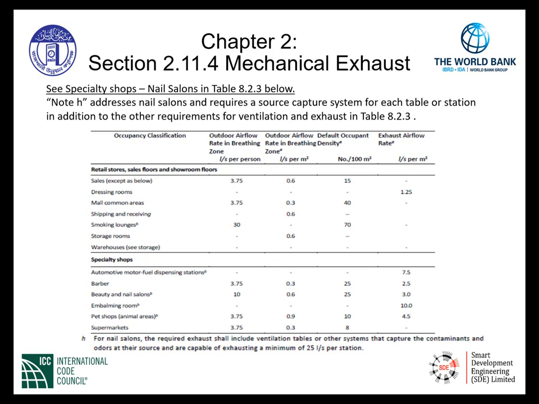The reason for this particular table in our exhaust discussion is that Note H assigns a minimum exhaust airflow rate. As seen at the bottom of the table, Note H indicates the following. For nail salons, the required exhaust shall include ventilation tables or other systems that capture the contaminants and odors at their source and are capable of exhausting a minimum of 25 liters per second per station. That is, every nail table or nail station must have a minimum exhaust airflow rate of 25 liters per second.